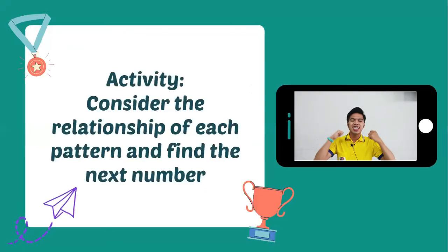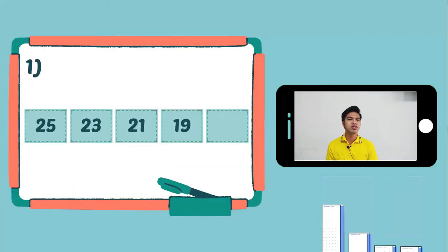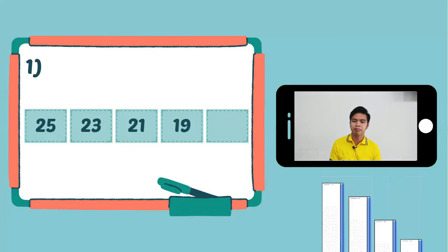Another activity, here we are going to consider the relationship of each pattern, and then we are going to find out what is the next number. It's always the same thing, kids, because our topic is number patterns, so we will do the same thing again and again. That is why it is called number patterns. So there is a number that we are going to follow. So let's go.